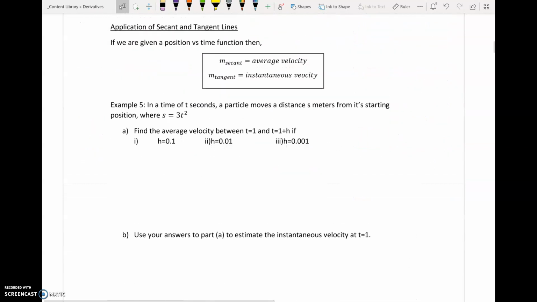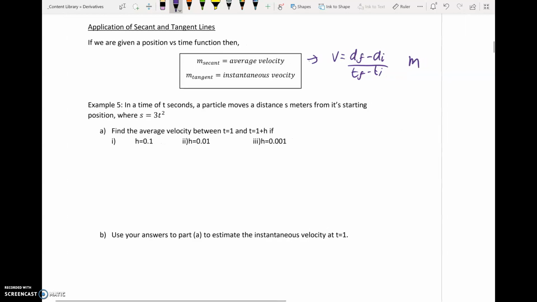Here's some application of the secant and tangent lines. So if you've taken physics, average velocity and instantaneous velocity will look very familiar to you. So if you think about average velocity, this is calculated as d final minus d initial, which is your displacement, over t final minus t initial, which is your time. So if you think of your symmetric difference quotient, which is your m formula, they look kind of similar to each other, but they just have different variables.